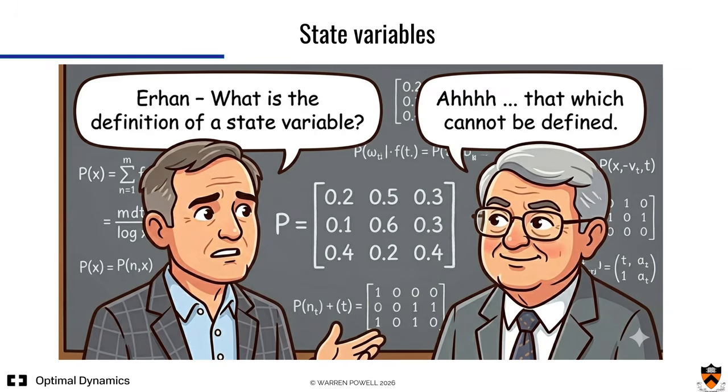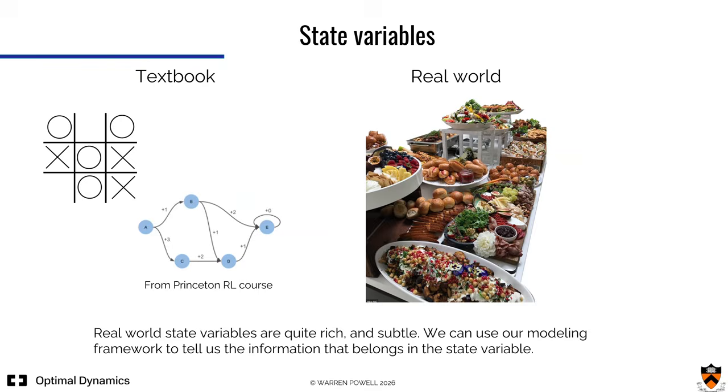This illustrates how mathematicians can use the word state in text. They can use it in equations. They can prove all kinds of theorems. They have mathematical properties, but they can't actually define it or even use it to model a real problem. I love to use this illustration on the left-hand side. When probabilists talk about illustrating a state variable, they use things like a tic-tac-toe board, or from the Princeton reinforcement learning course, a diagram where there's a problem with a small number of states you can be in, A, B, C, D, E, and then you have transitions between the states.